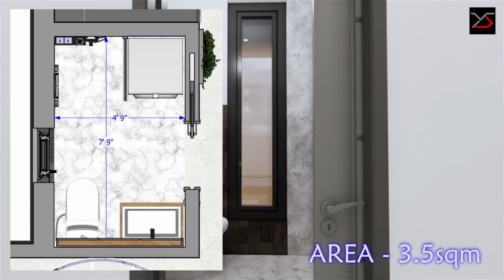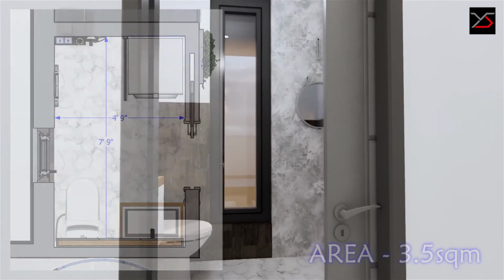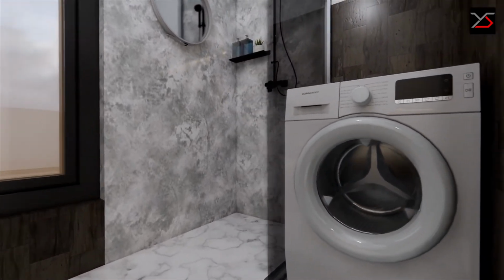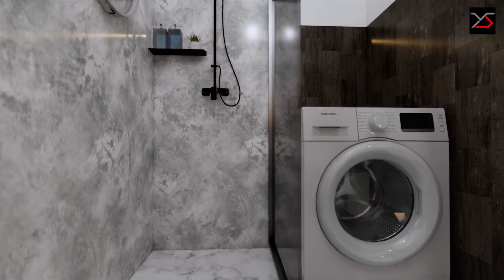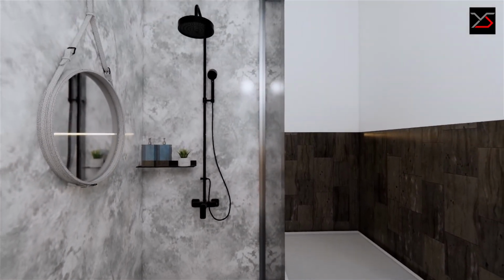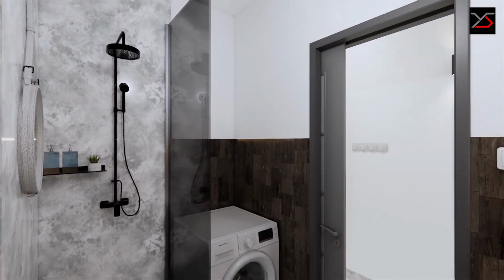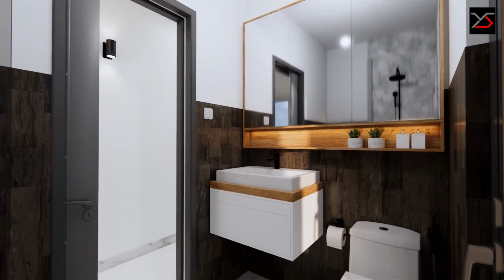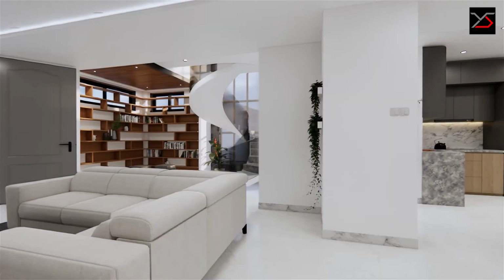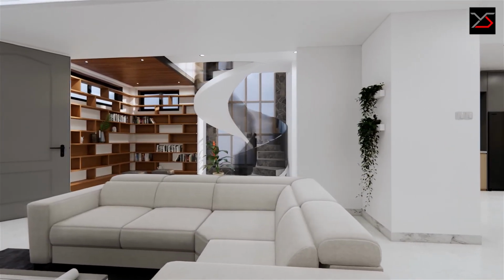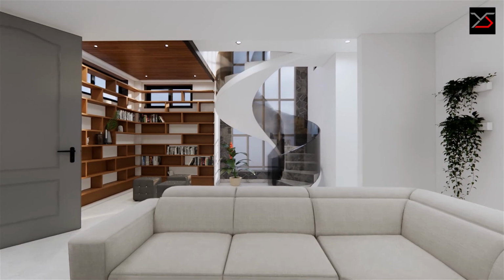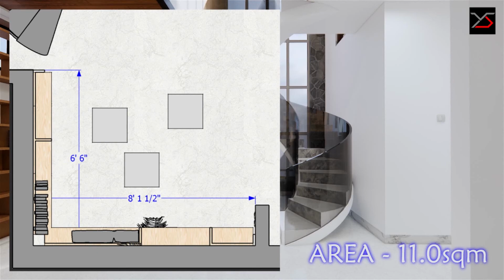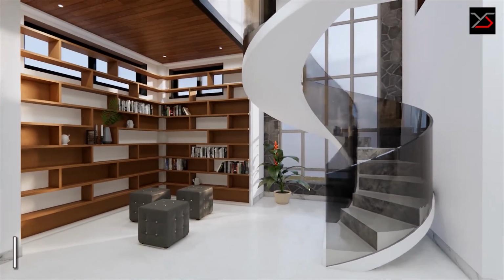The bathroom has 2.3 by 1.5 meters of space. The library area has 2.2 by 2 meters of space.